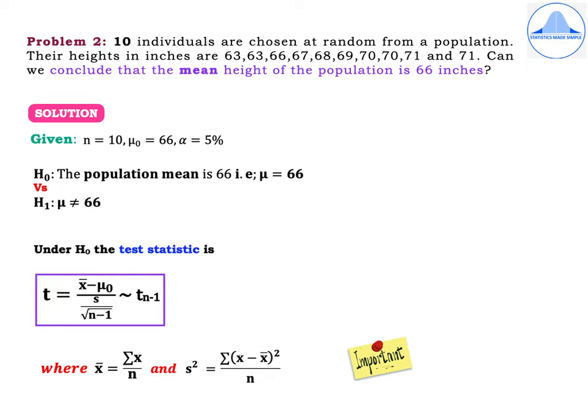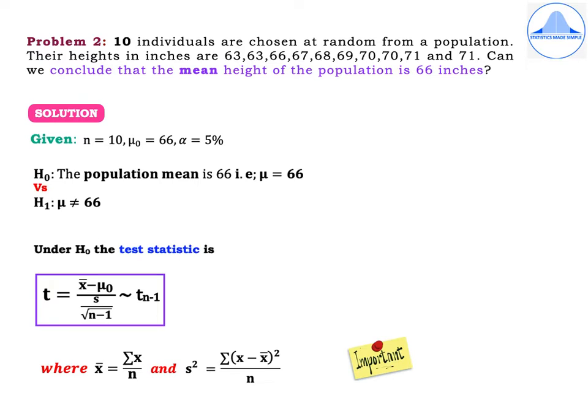Problem 2. 10 individuals are chosen at random from a population. Their heights in inches are 63, 63, 66, 67, 68, 69, 70, 70, 71, and 71. Can we conclude that the mean height of the population is 66 inches?